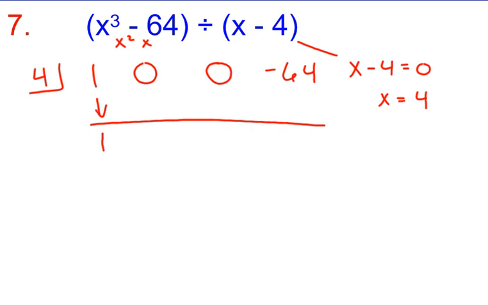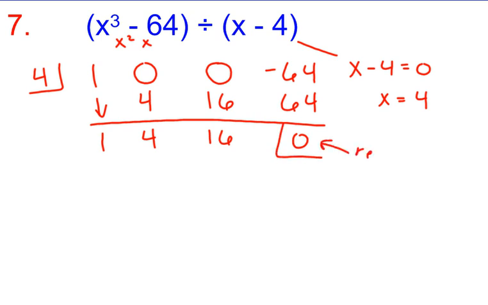So as I bring this down, 1 times 4 is 4. I add in the column here. So I get 4. 4 times 4 is 16. I add again to get 16. 16 times 4 is 64. And I add to get a 0. So I have another remainder of 0.